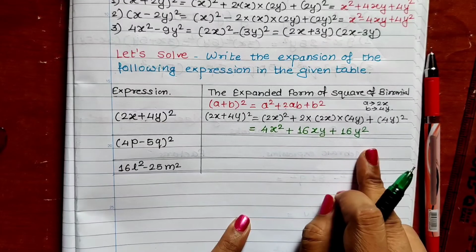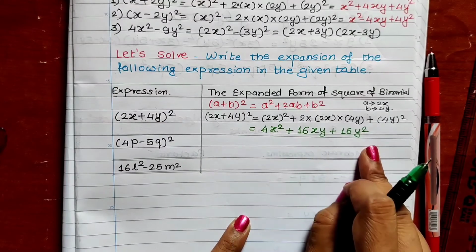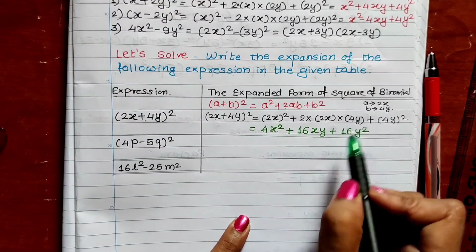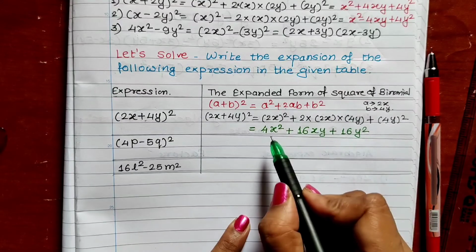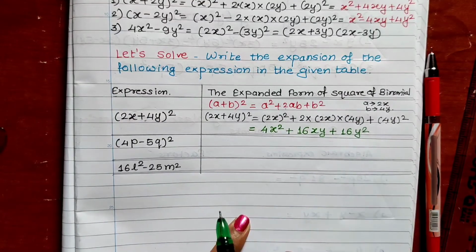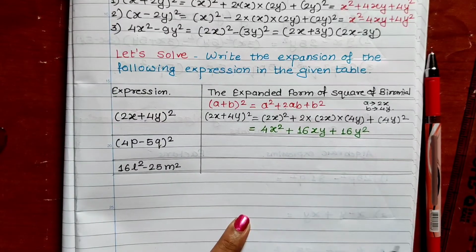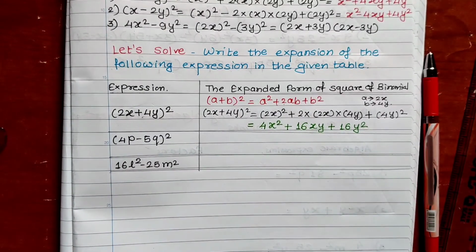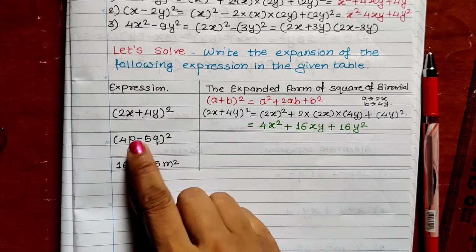In this way we can solve the sum. Now after this we cannot solve because all these terms are not like terms. They are different terms. So different terms cannot be added or subtracted. So this is our answer. In this way you can solve and expand the given binomial.